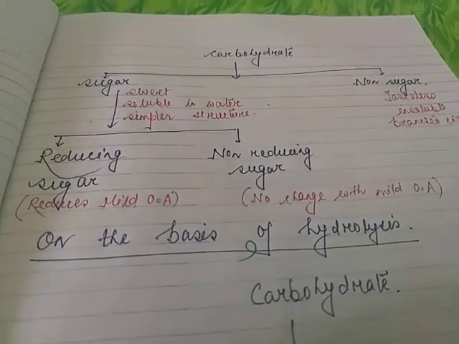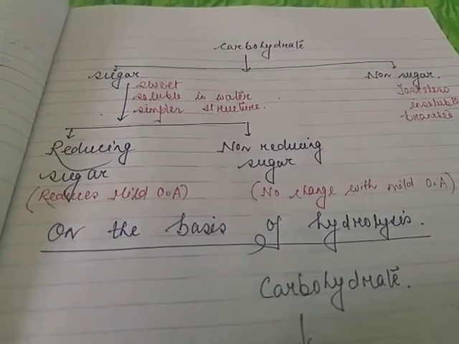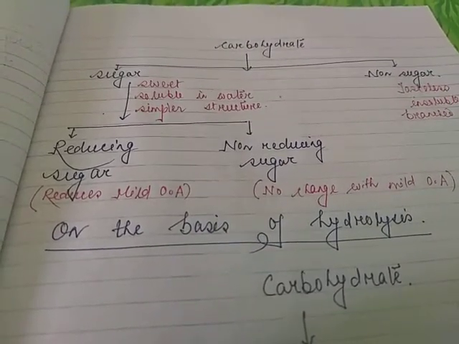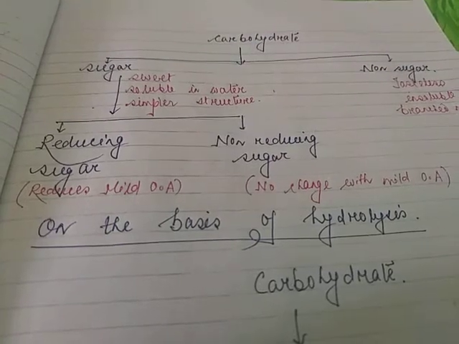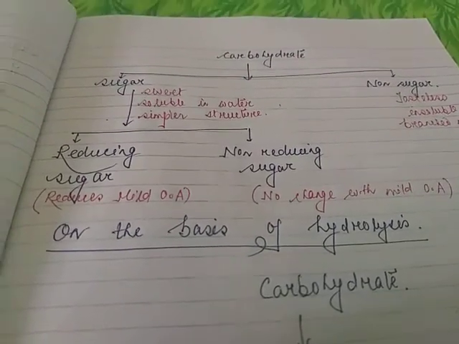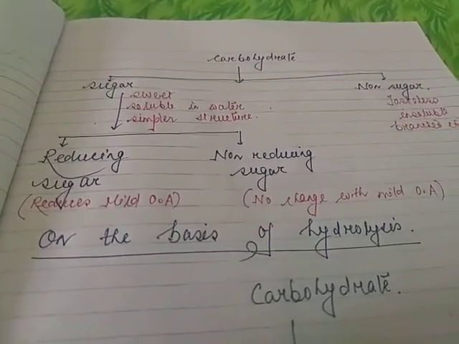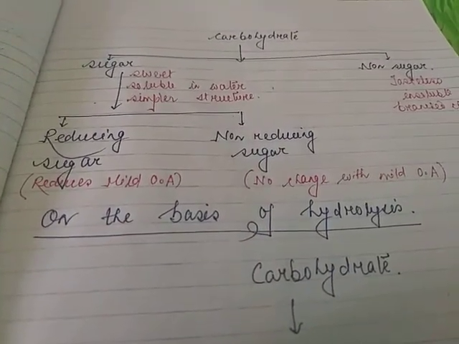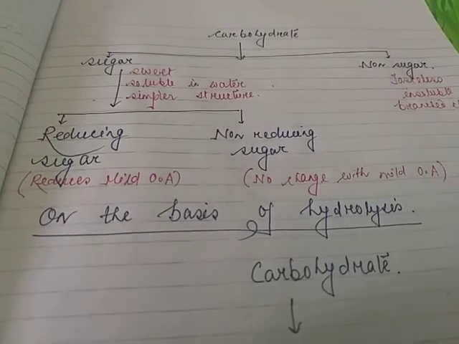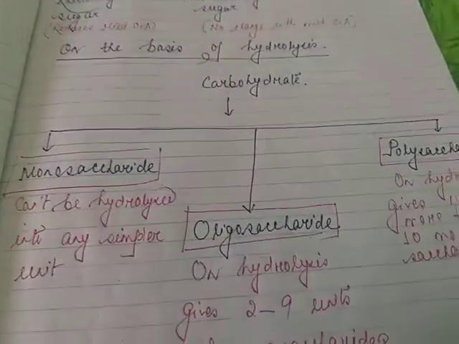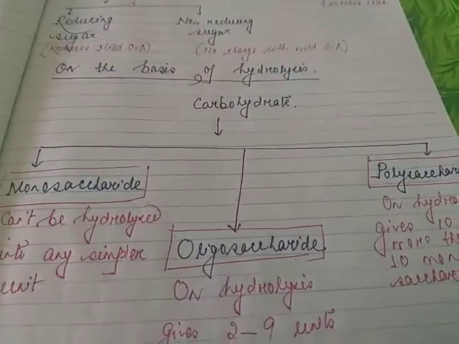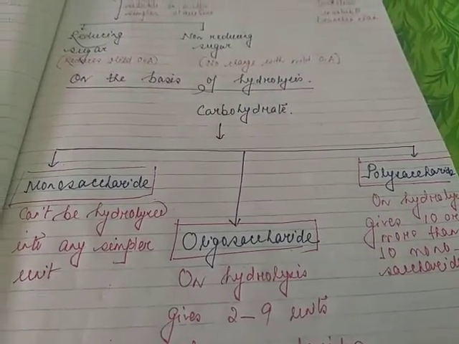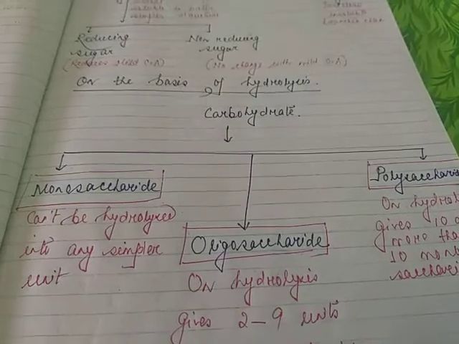While non-reducing sugars contain mostly ketonic groups, or even if aldehyde groups are there, these are not free aldehyde groups, so they do not react with mild oxidizing agents and do not respond to the silver mirror test, Fehling's solution test, or bromine water test. Now, on the basis of hydrolysis, carbohydrates are classified into three groups: monosaccharide, oligosaccharide and polysaccharide.